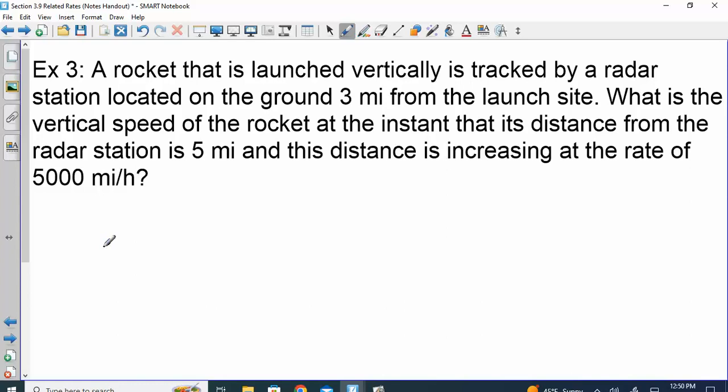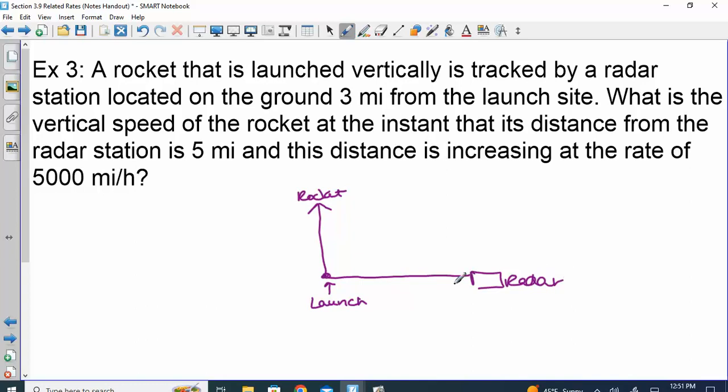It just keeps going. So this is why drawing a picture and labeling things is really, really important. So let's go back. A rocket that is launched vertically. So our rocket is going up. Now we're going to assume it keeps going, right? So this is a variable. It's going to change given a point in time. Okay, here's my launch site. Here's where we launched it from. This is my rocket up here. Then we have a radar station located on the ground 3 miles from the launch site. So here's my radar station.